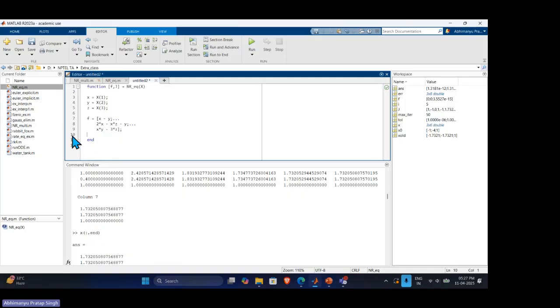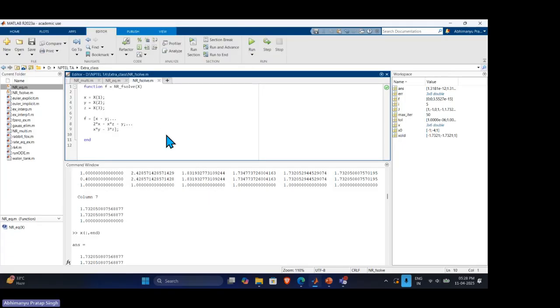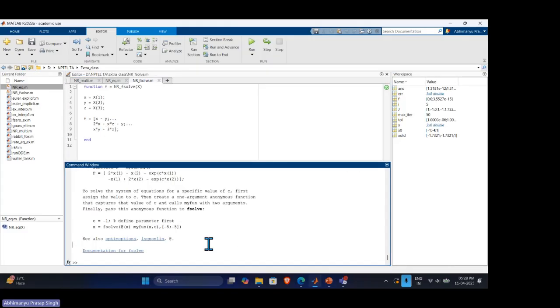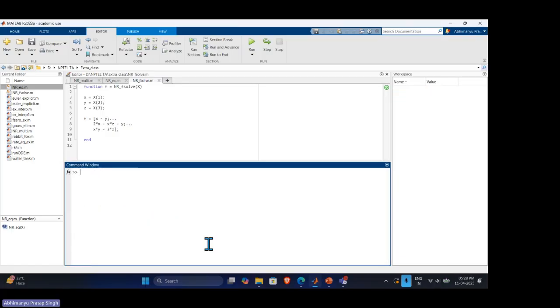Since we saw that fsolve does not require the function to return the Jacobian, I will just remove that part. Okay, let me change that. I will save this. So now let us run this.